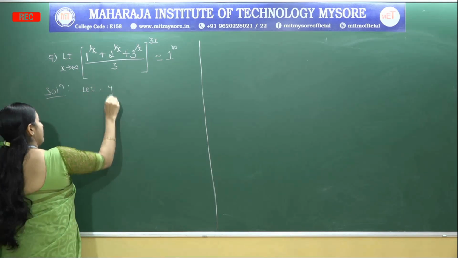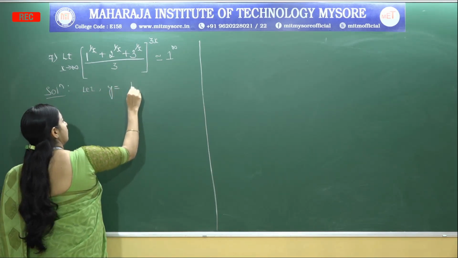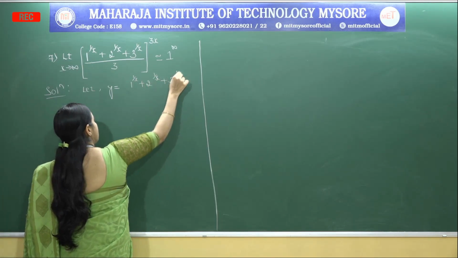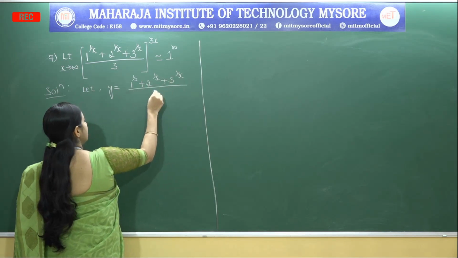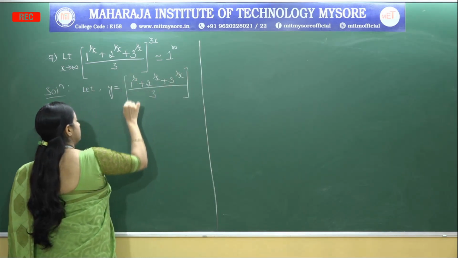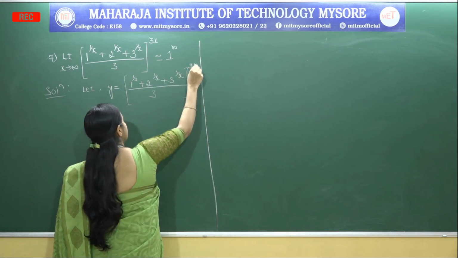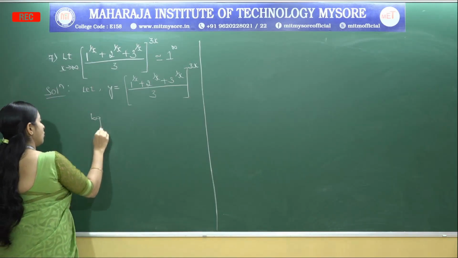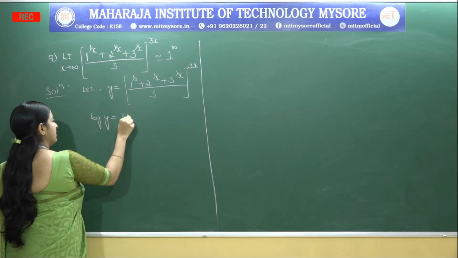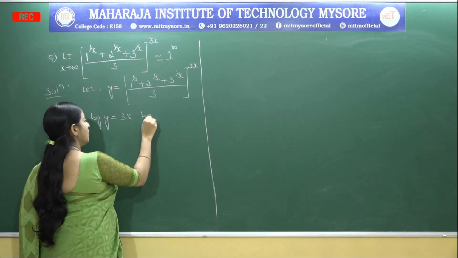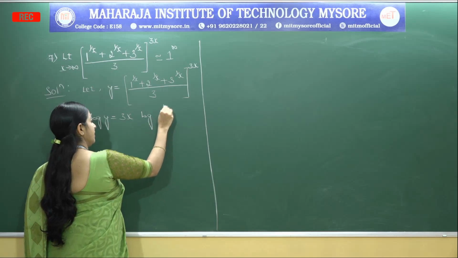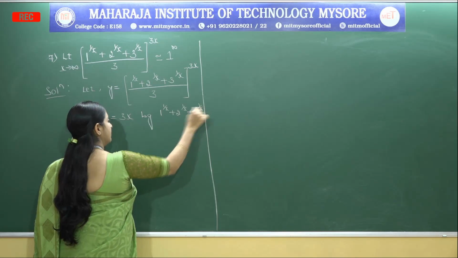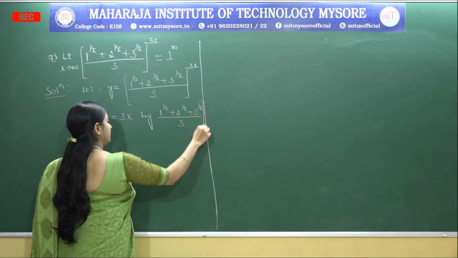Let y equal (1^(1/x) + 2^(1/x) + 3^(1/x))/3 to the power 3x. Then apply the log on both sides. It is log y equals 3x log of (1^(1/x) + 2^(1/x) + 3^(1/x))/3, using the log a power m property, m log a.